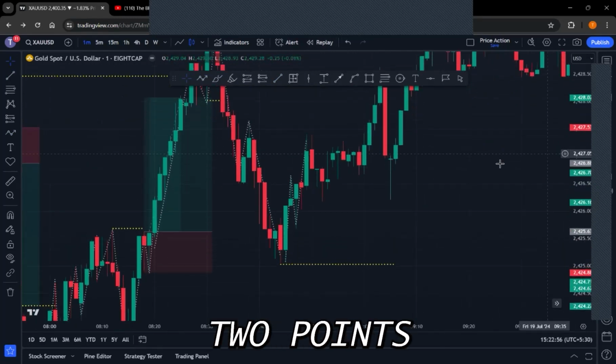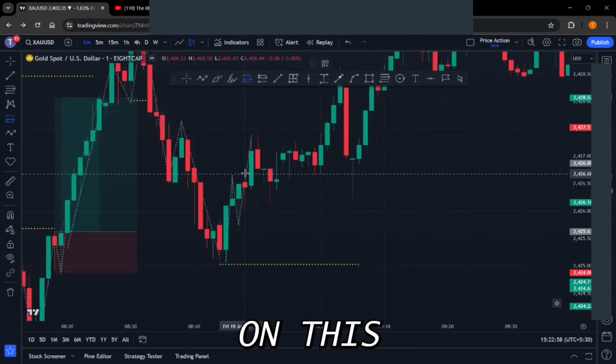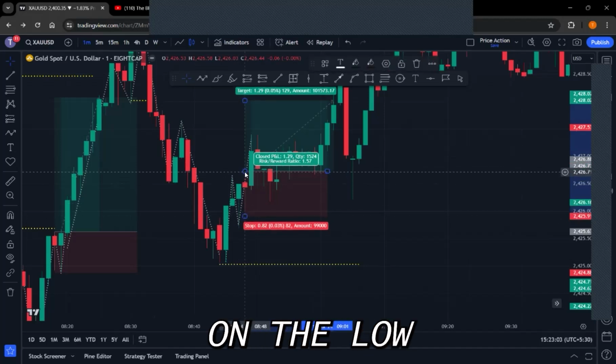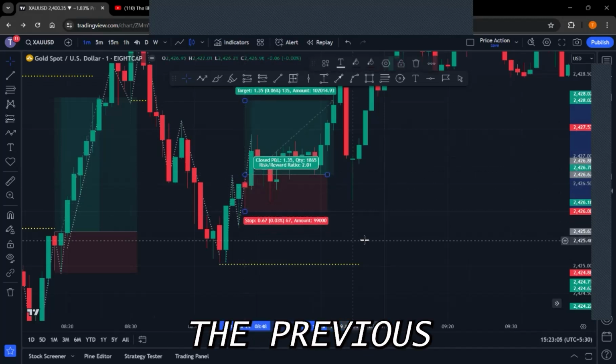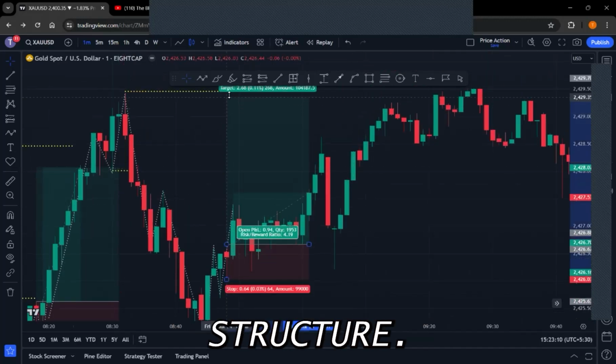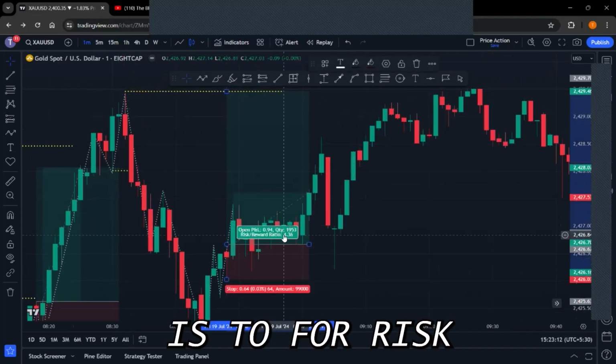Okay, now there are 2 points again for the entry. First entry is on this breakout over here. If this is a breakout candle, we put the stop loss on the low of the previous candle. So this is the low of the previous candle where we will put the stop loss, and we will be targeting the internal breakout structure over here. So this will be another 1:4 risk reward in the market.